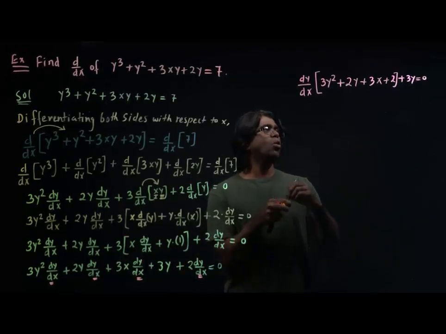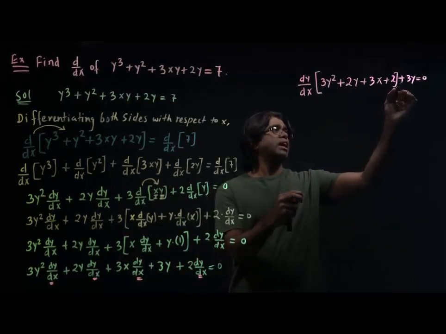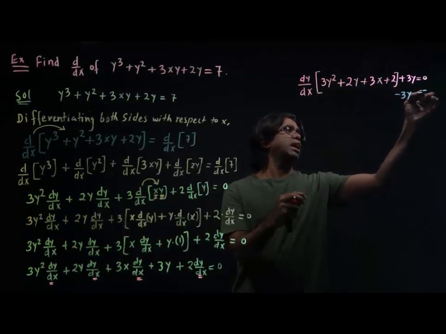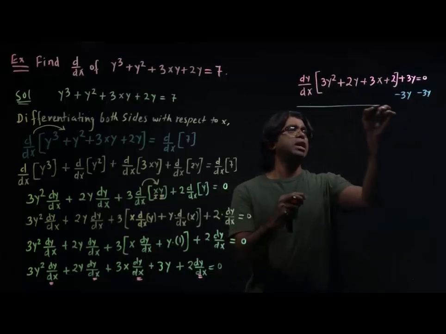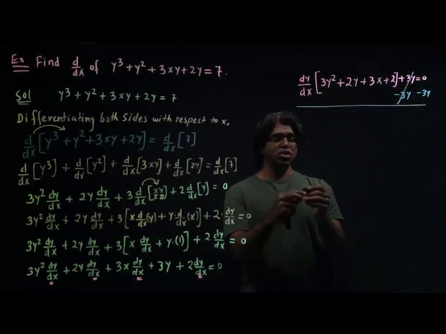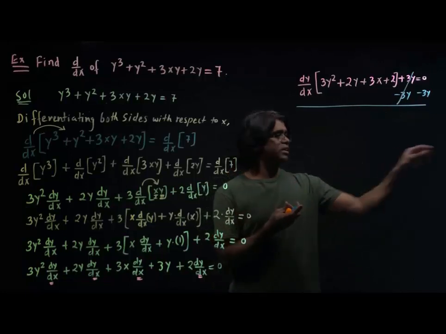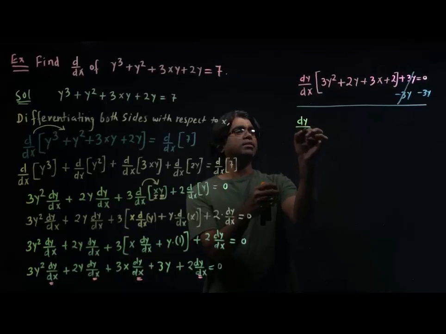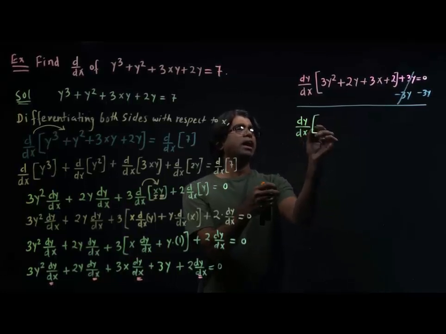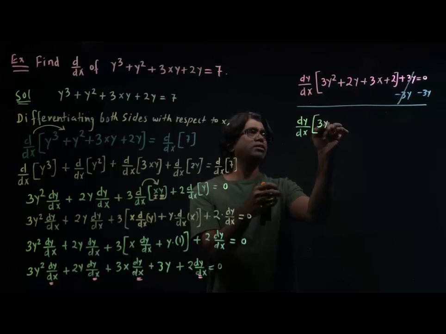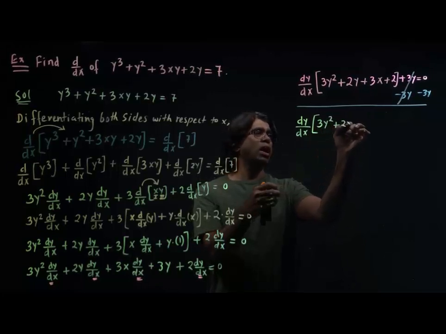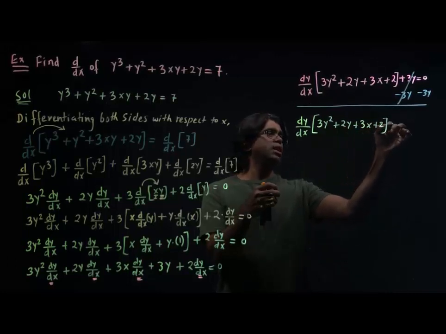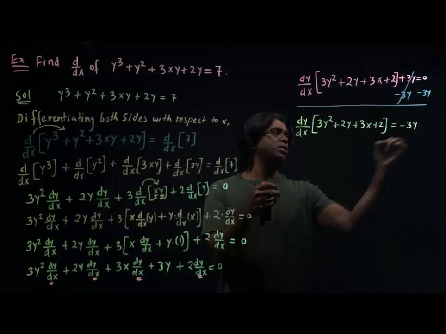Now, the only thing that I can take to the other side is 3y, so I'm going to subtract 3y from both sides. And if I do that, as you can see, this term is gone, and I am left with dy over dx, and inside the bracket I have 3y squared plus 2y plus 3x plus 2, and that is equal to negative 3y.